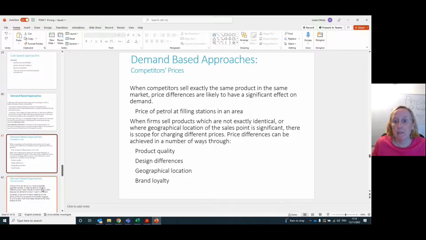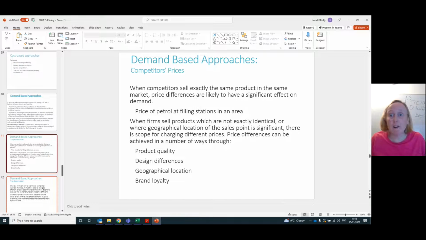So when competitors sell exactly the same product in the same market, price differences are likely to have a significant effect on demand. For example, the price of gas, the price of petrol at filling stations in a particular area, they're competing closely with each other, but then you go to a completely different part of the country, and the price structures in that locality might be completely different.